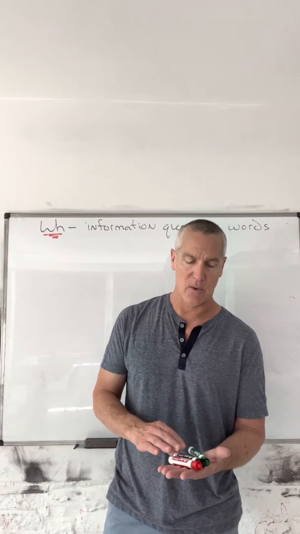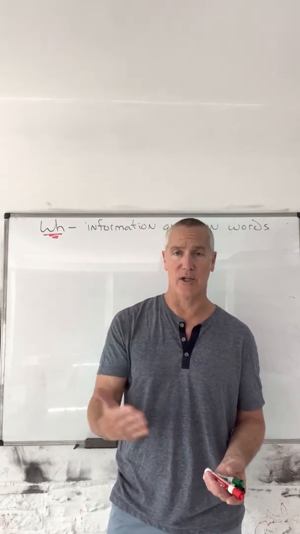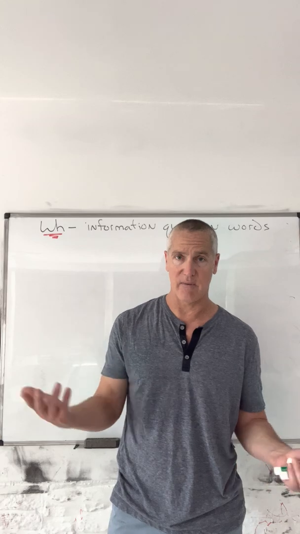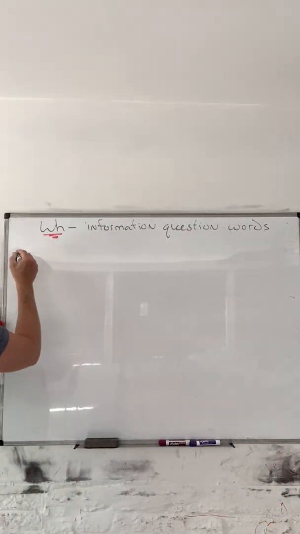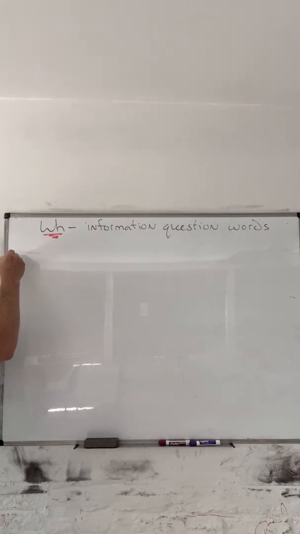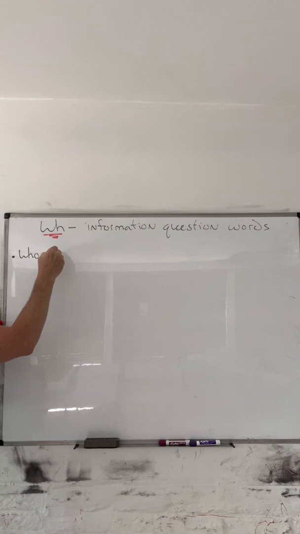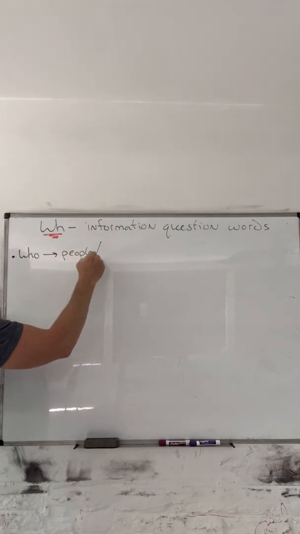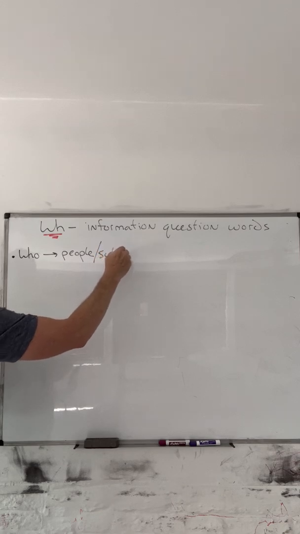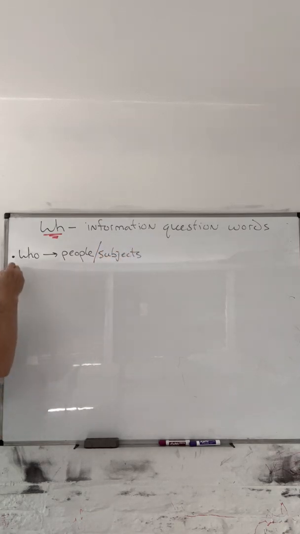We just need to know, right, what is the function of the word? What does it mean? What is the information that it asks for? Obviously, that's the important part. So right here, we'll go down the list, and the first one is this, who. And of course, who is asking for people, and those are going to be subjects.